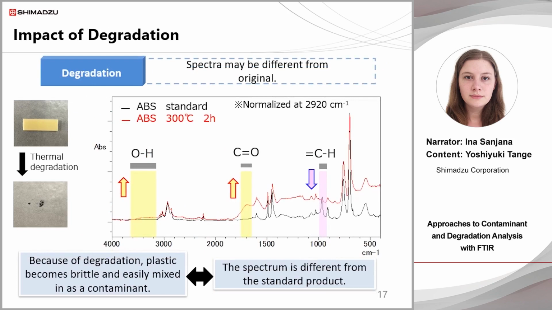There may also be spectral changes due to degradation. This example shows acrylonitrile butadiene, or ABS, processed in an oven at 300 degrees for 2 hours. There are various reasons for degradation, but when plastics are degraded, they crack and lose flexibility, so inevitably they get mixed in as contaminants. The spectrum of a degraded product is different from the spectrum of the standard product. The peaks of OH and CO double bonds due to oxidation are particularly noticeable in the case of heat degradation, so searching the standard library will not result in the best match.